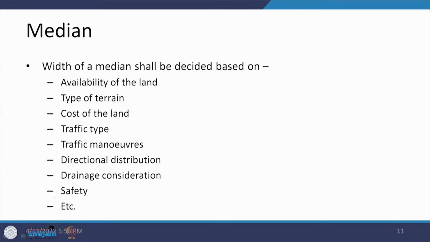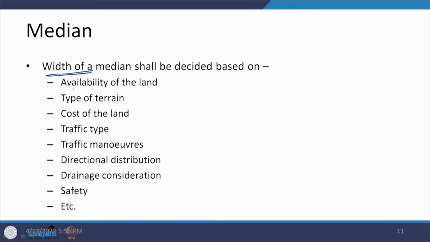Now, when we talk about the width of the median, then how we are going to look at it? Whether it should be a 2.5 meter wide, it should be a 4.5 or 5 meter wide, it should be 7 meters, 9 meters, 12 or 30 meters. And if you remember that all of these things we have seen when we looked at the various profiles for different categories of roads. So, the very first thing is what amount of land is available.